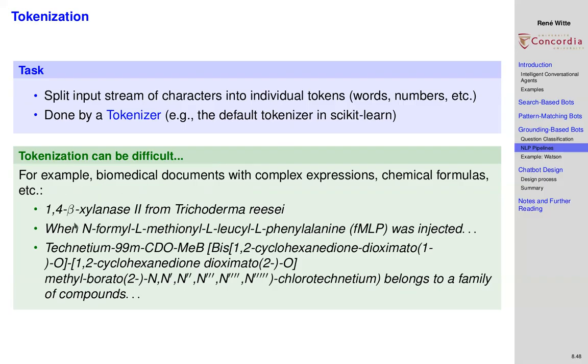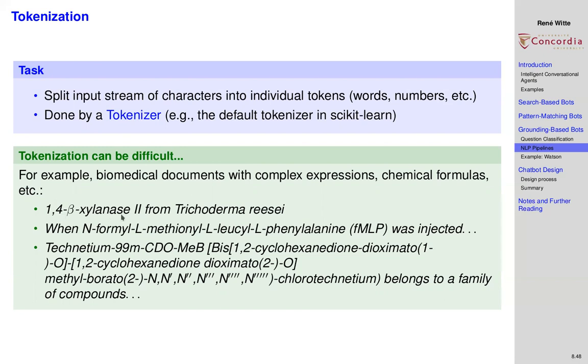If you want to be able to identify this exact protein, you can't just say, okay, let's split it at the hyphen, or let's make this here into a number. And what do we do with the beta here? And what about the 2 there? So it can be very complicated to decide where a token begins and ends in complex expressions like this.